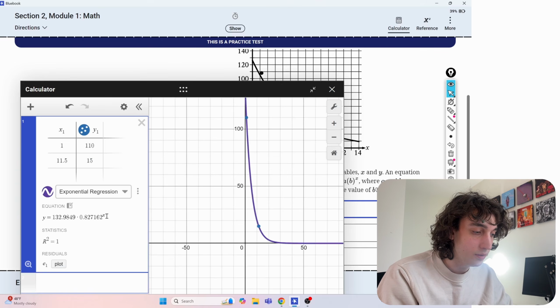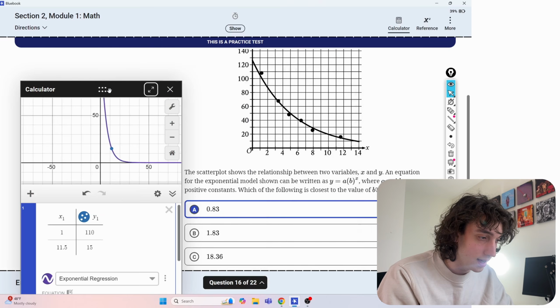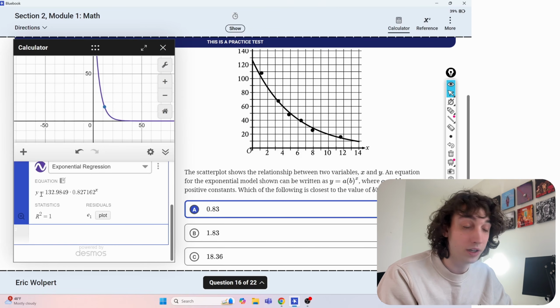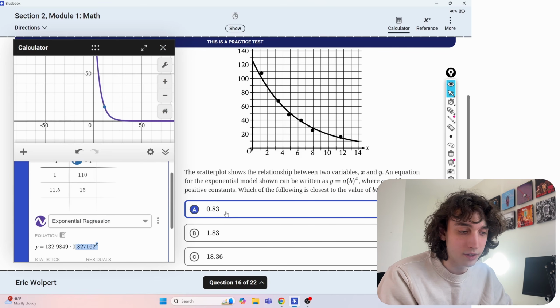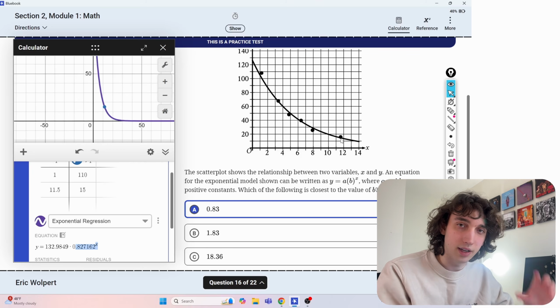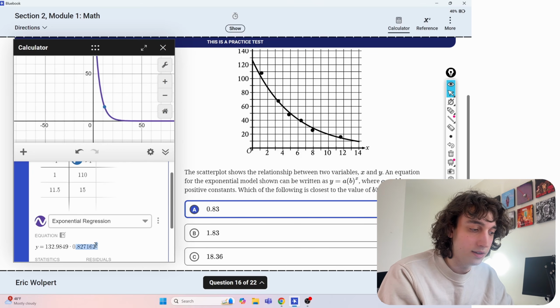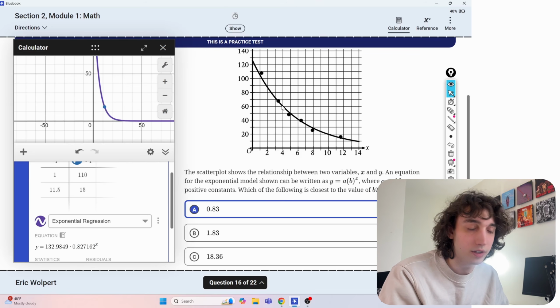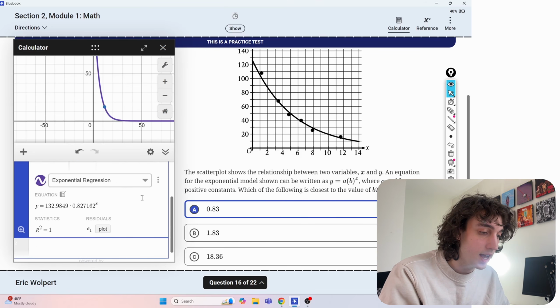And from here, we see it creates an exponential function. It is 132, sorry. That's your A times 0.827, that's your B to the X. 0.827, that's very close to 0.83. And because our points are rough estimates, they're not exactly on the line, we are only going for an approximation. We're not going for the actual value because we don't know the actual value. And so we can concretely say 0.83 is correct.